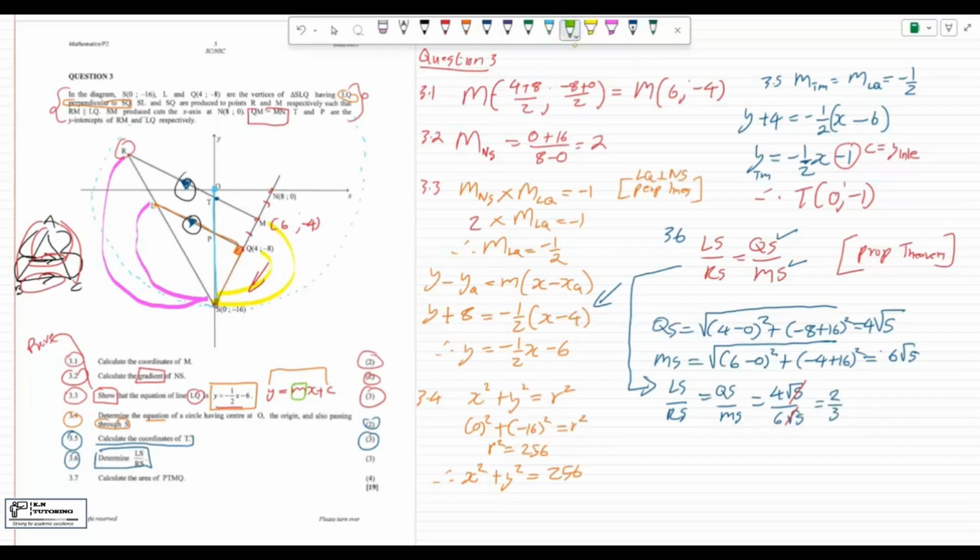Very important to note the proportionality theorem there. Last question, 3.7. Which is the last question, it says for 4 marks, so we're done with that. For 4 marks, it says calculate the area of PTNQ. Okay, so let's go to our diagram and identify that.